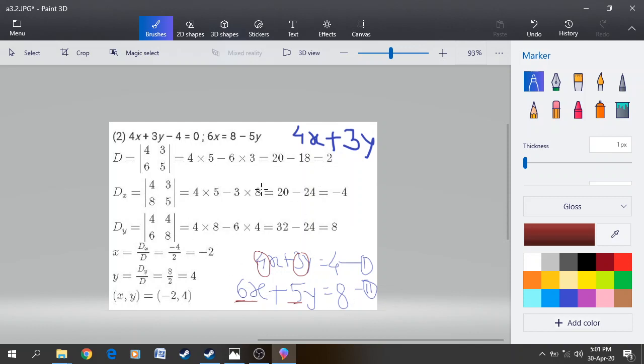So these are the determinants calculated. Then we can find the values of the determinants, then x is equal to dx upon d and y is equal to dy upon d. These are the solutions of our equations.